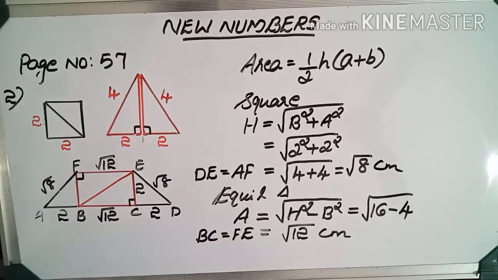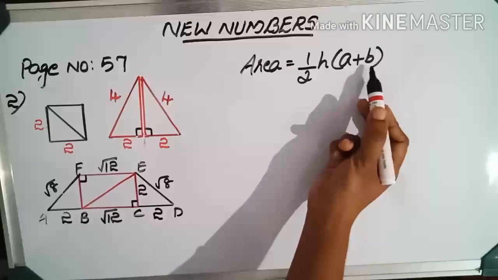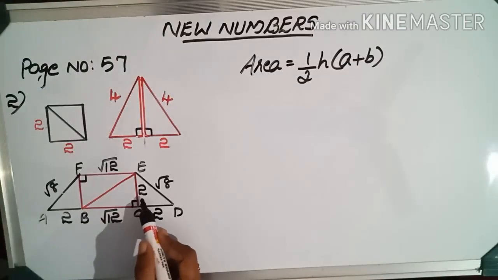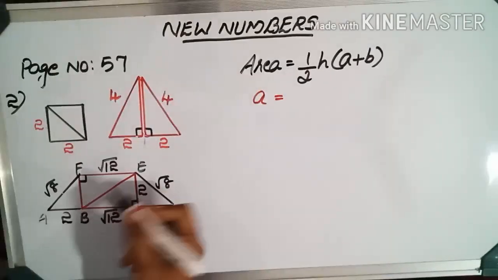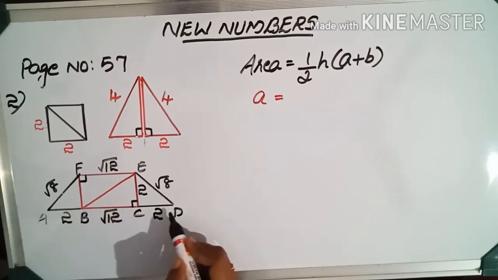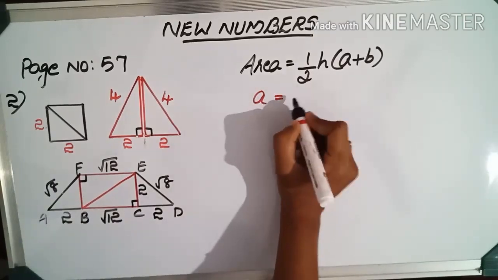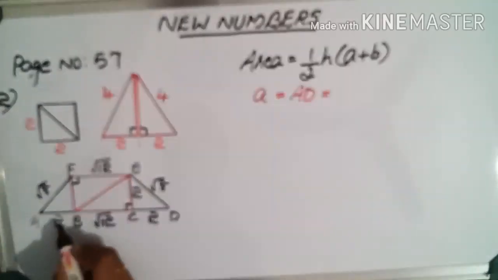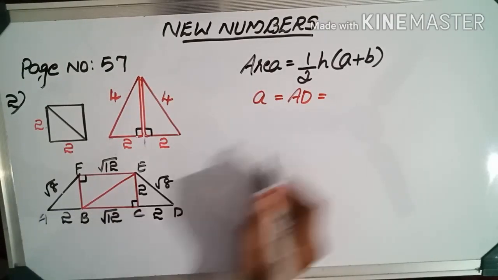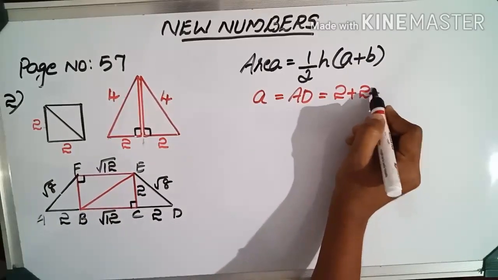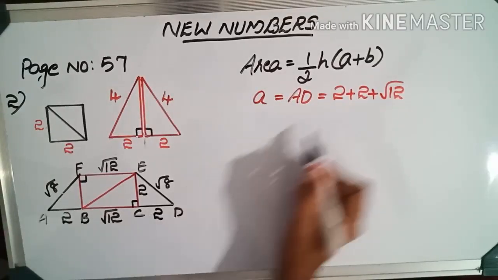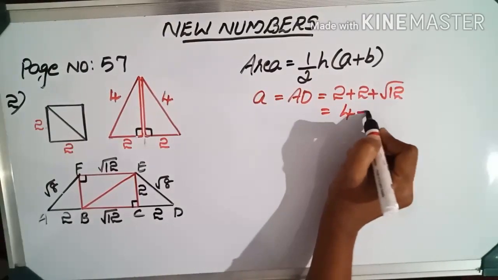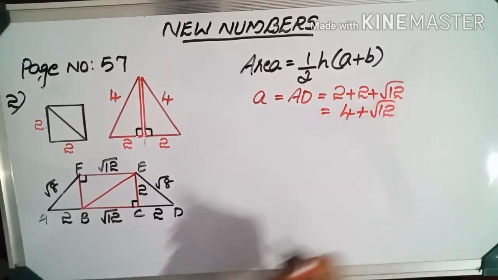Now we got all the measurements. Now let's find the area and perimeter. The area equation is half h into a plus b. H we have, that is the height of the trapezium, 2. Now we need a and b. What is a? Any of the parallel sides we can consider. Let's consider the base side. Here AD is a portion. AD is equal to 2 plus root 12. Total of these three sides is the base. So 2 plus 2, 4. The answer is 4 plus root 12. What is 4 plus root 12?